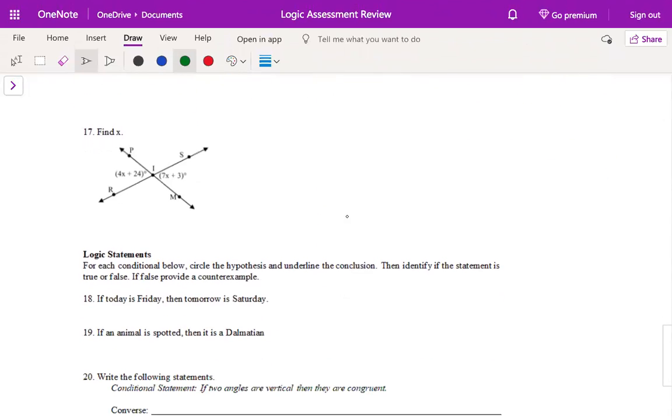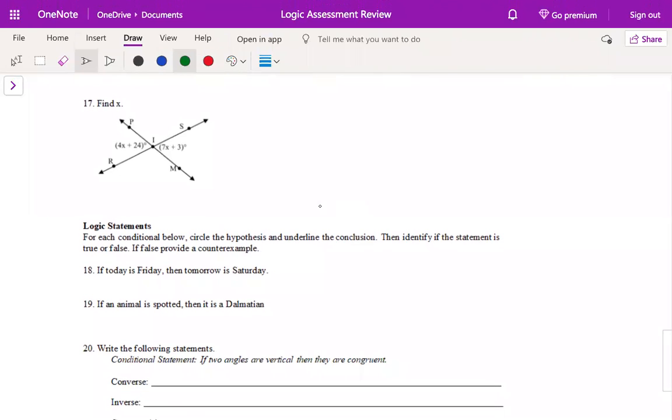All right, 17, we have to find out what x is. Take a look at this. We've got two intersecting lines here, and we have angles on opposite sides. So these are vertical angles. And vertical angles are congruent, which means that they have the same measure. So this one is fairly straightforward. We can just set these two equal to each other and solve for x. So 4x plus 24 equals 7x plus 3. And I will leave you to do the rest of that.